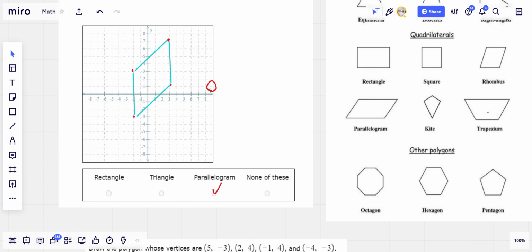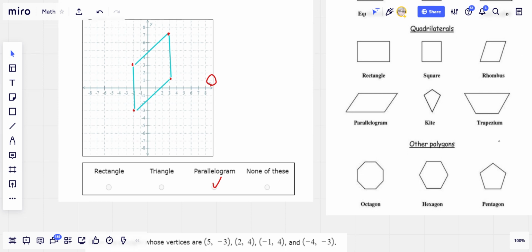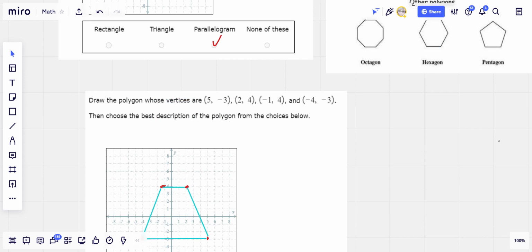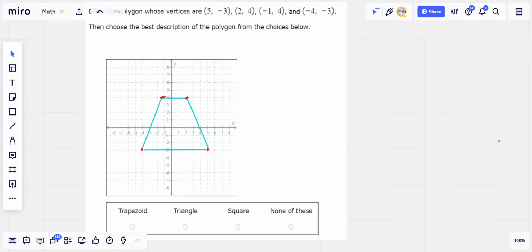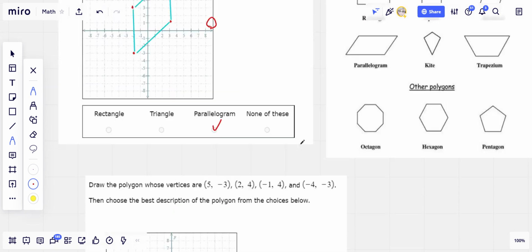you have a couple of parallel sides and then 2 sides that aren't parallel. So you get this kind of, I don't know, chopped up triangle kind of shape. Some places they call it a trapezium. In the US, we usually call it a trapezoid. So on this one, I would choose trapezoid. And that is a little bit of work with plotting points to make some polygons.